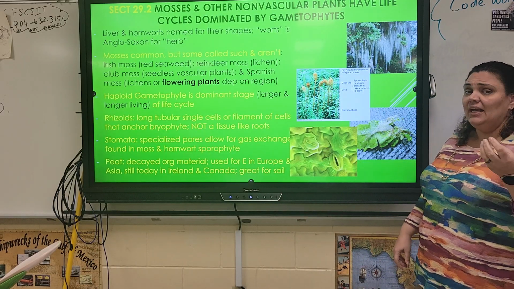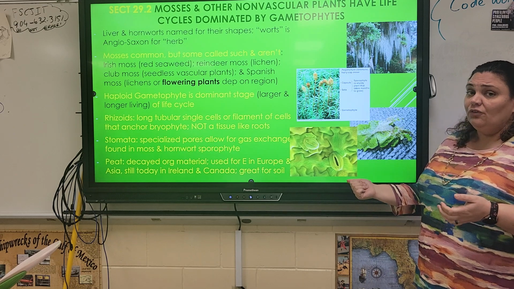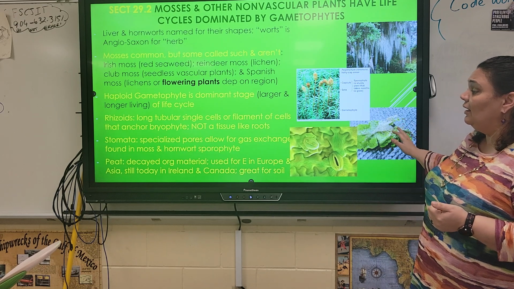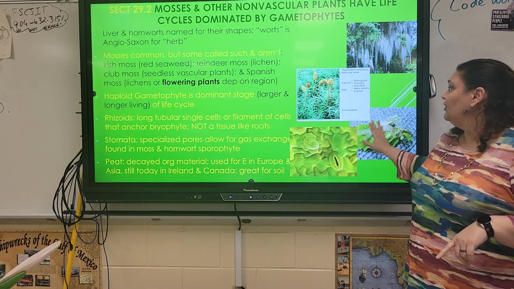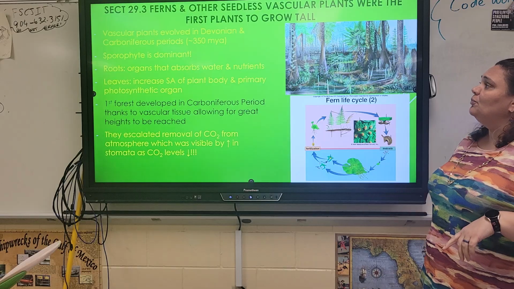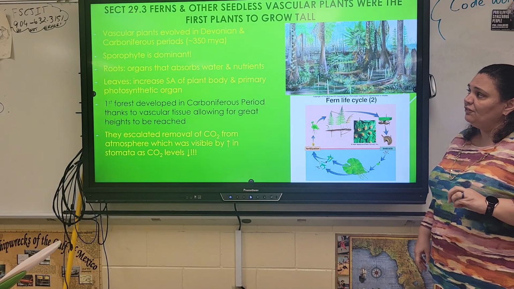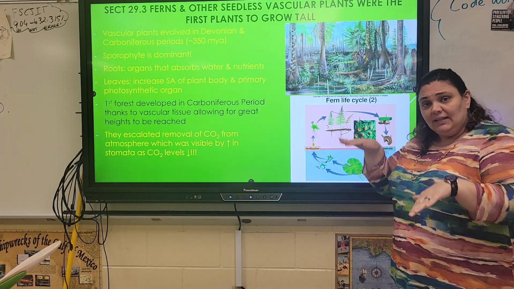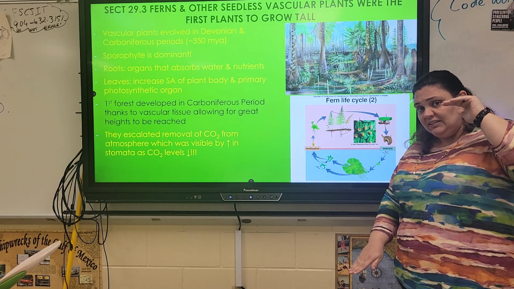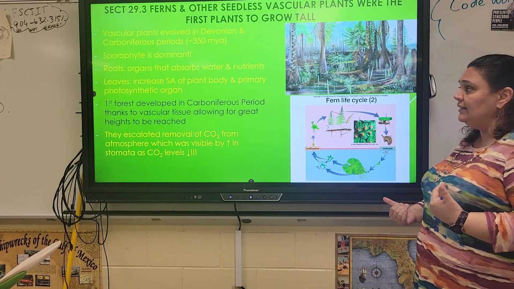Your peat is your decayed organic material that is used for energy in Europe and Asia, and is still very common today in Ireland, Canada, great for soil. Soundproofing too, it's actually pretty good. Our vascular plants evolved in Devonian and Carboniferous periods about 350 million years ago. The sporophyte is dominant. Like I said, the gametophyte is reduced. The sporophyte is dominant because now we're in our more complex plants.